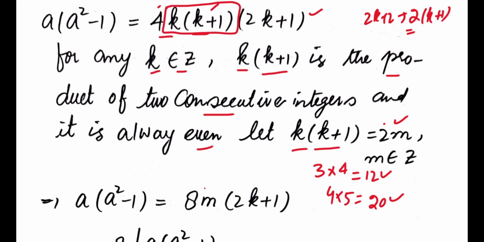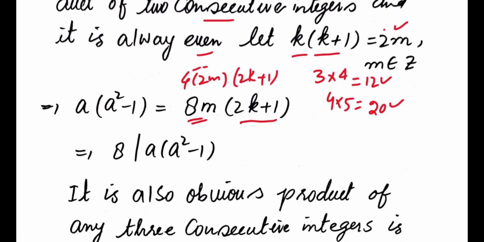This becomes 4 into 2m into 2k plus 1. Now 4 into 2 becomes 8m into 2k plus 1. So this shows that this number is divisible by 8 because this is a multiple of 8 here. So this implies 8 divides a into a square minus 1. So our first task has been completed here. Next we have to show that 3 divides a into a square minus 1.